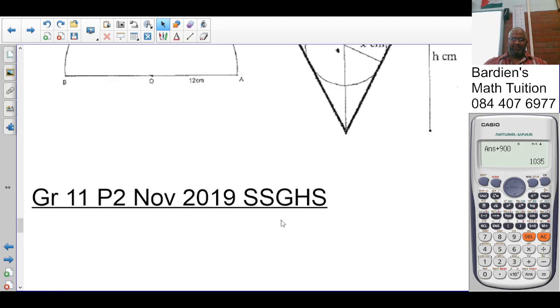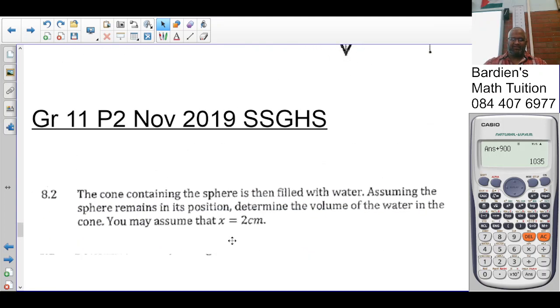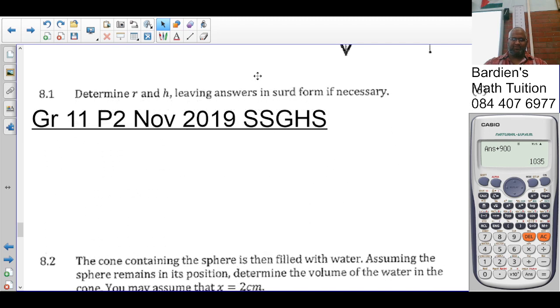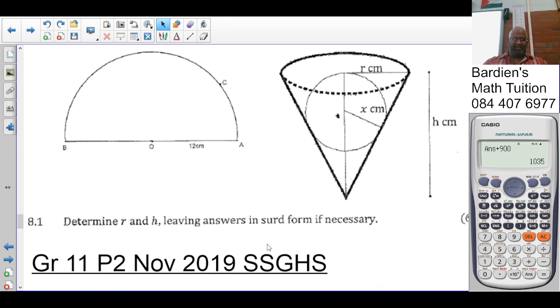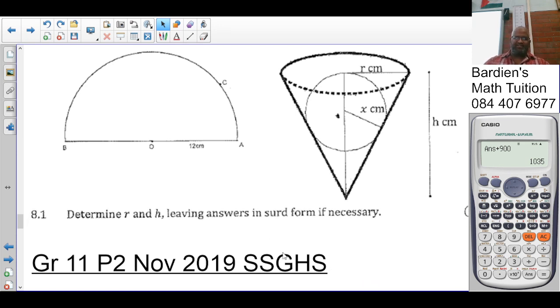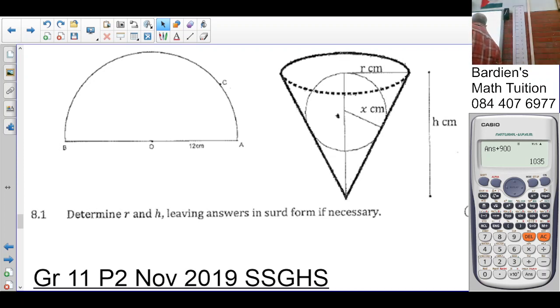Okay. The first question says, determine H and R, leaving answer in surd form if necessary. So if you look at this here, this OA and OB is 12. If I fold it in such a way that this will coincide, then this here would be your OA or OB. Can you see that? So that is going to be 12 here.